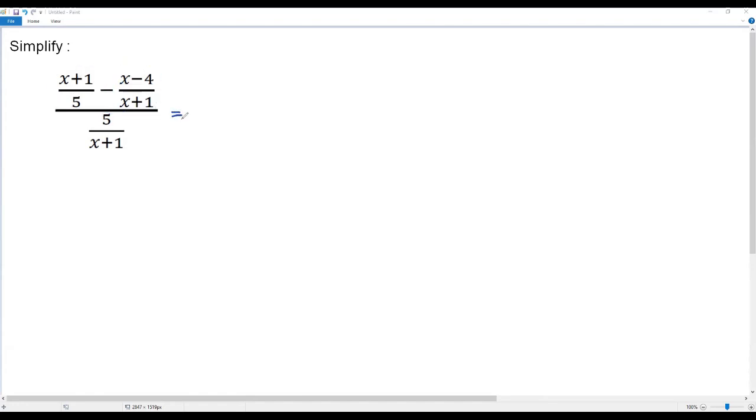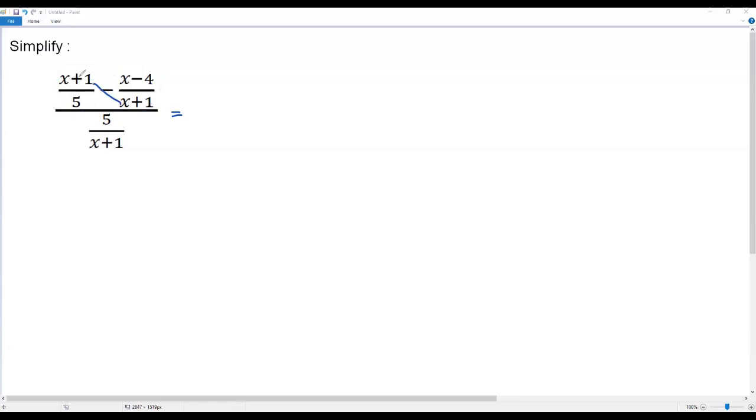For that, I'm going to look at the denominators of the two fractions over here. So here we have 5 and here we have x + 1. If both the denominators are numbers, I can find the least common multiple and get the common denominator. But the second denominator contains the variable x. So in this case, to subtract the two fractions, I'm going to do cross multiplication.